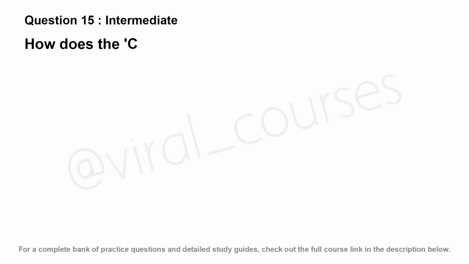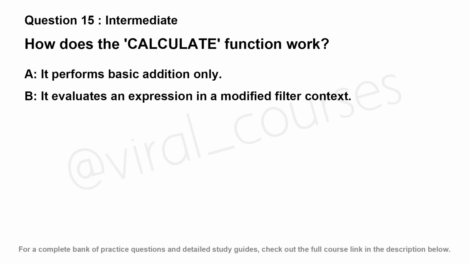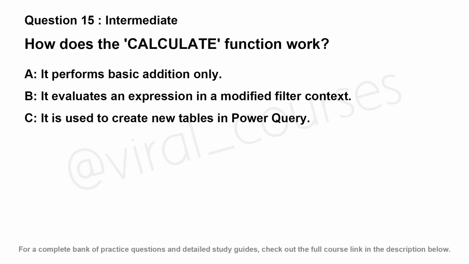How does the CALCULATE function work? Option A. It performs basic addition only. Option B. It evaluates an expression in a modified filter context. Option C. It is used to create new tables in Power Query. Option D. It deletes filters from the entire report.